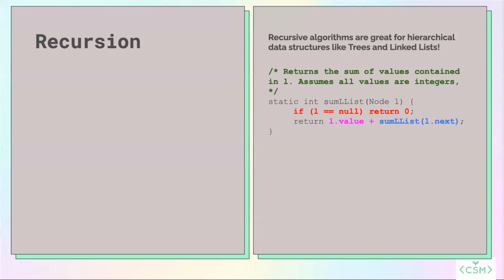Here's another recursive function. It sums all the values in a singly linked list, and it assumes all the values are integers. When you're given a problem about linked lists, it's a very natural process to call the recursive function on the linked list dot next. And the base case is just when the linked list is null.